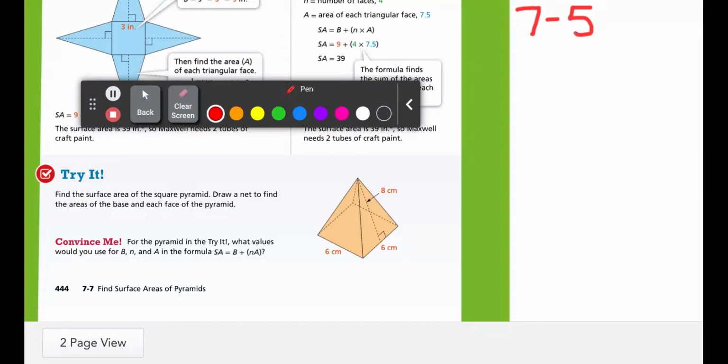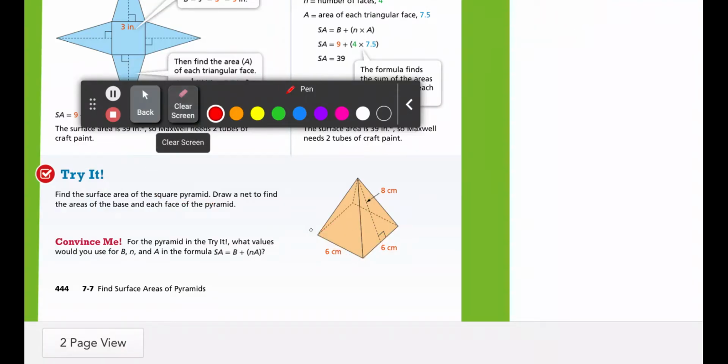So let's start by looking at this try it question. It says, find the surface area of the square pyramid. Draw a net to find the areas of the base and each face of the pyramid. If we look at this image, we see that it's a square pyramid, which matches what I underlined in the question, because the base of this three-dimensional shape has four sides, which is the square.